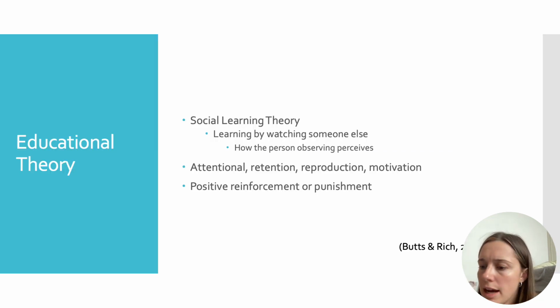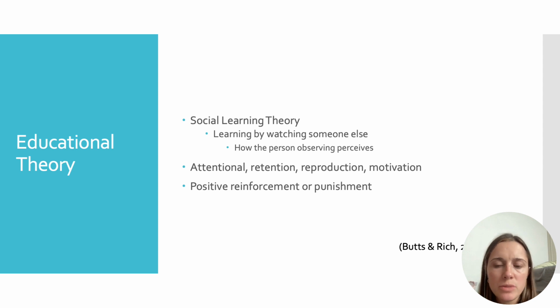And then the last one, I think, is the educational theory. So this is the social learning theory, and this is when people learn by watching somebody else. So right now, this is where we would focus on how the person observing perceives the other person.